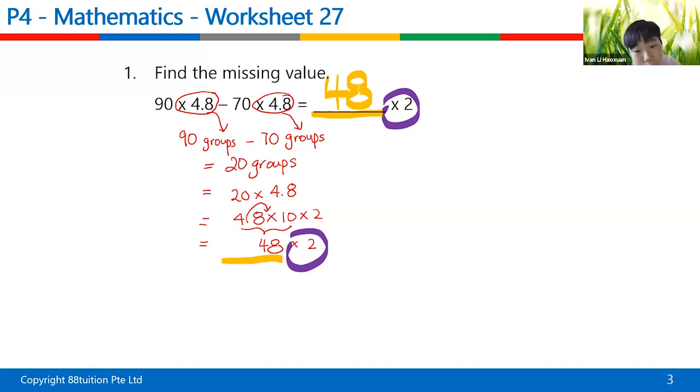No. Then what? Because 48 is like the answer for something times 2. Yeah, so 48 is something times 2. Then you see times 2 repeated. You saw or not? I think you overlooked the times 2.